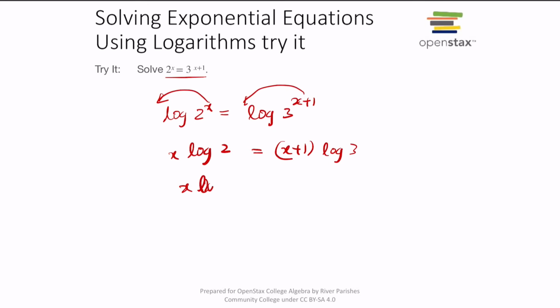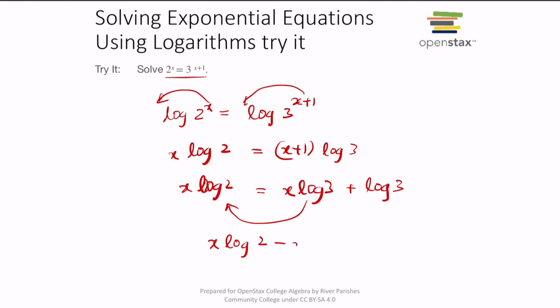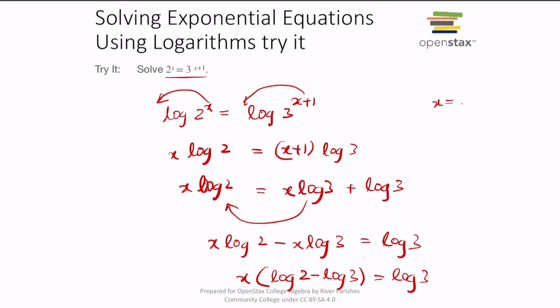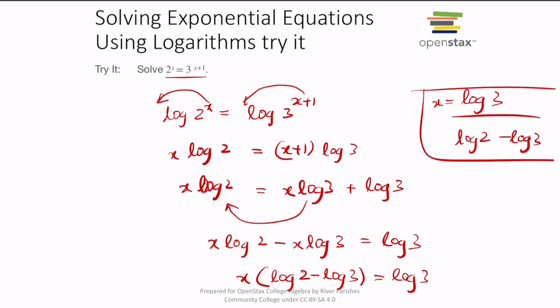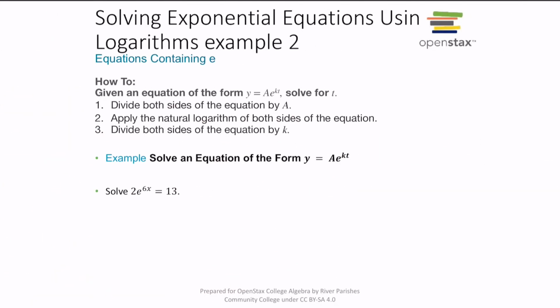So we have x log 2 equals x log 3 plus log 3. Push the x's to one side, so you have x log 2 minus x log 3 equal to log 3. Take x common: x times (log 2 minus log 3) equals log 3. So x becomes log 3 over (log 2 minus log 3). This is how we can find the x value, and this is how we can solve exponential equations.